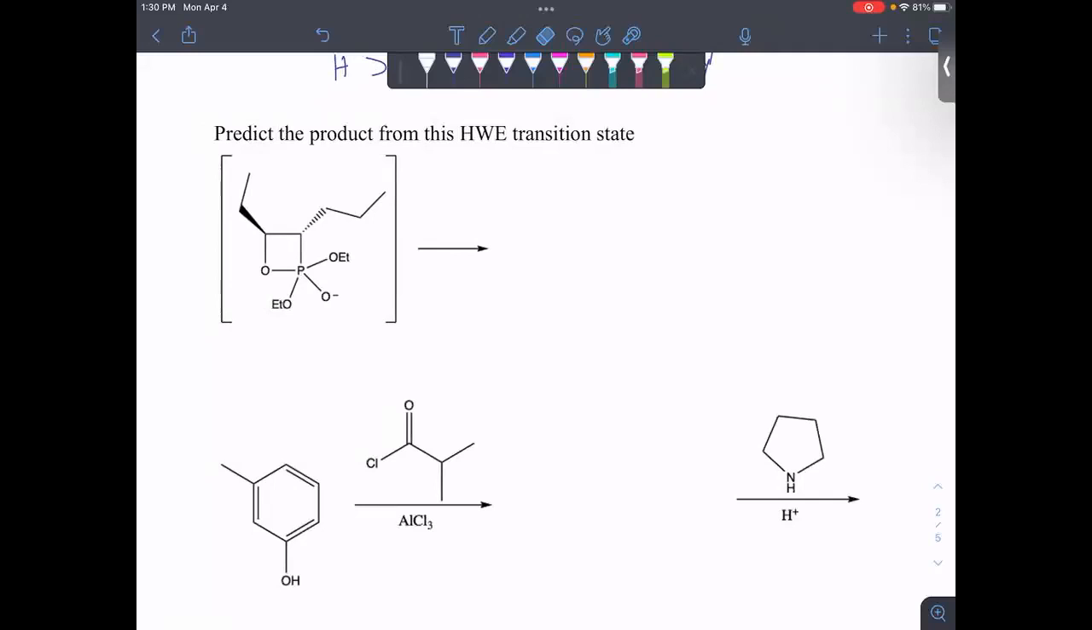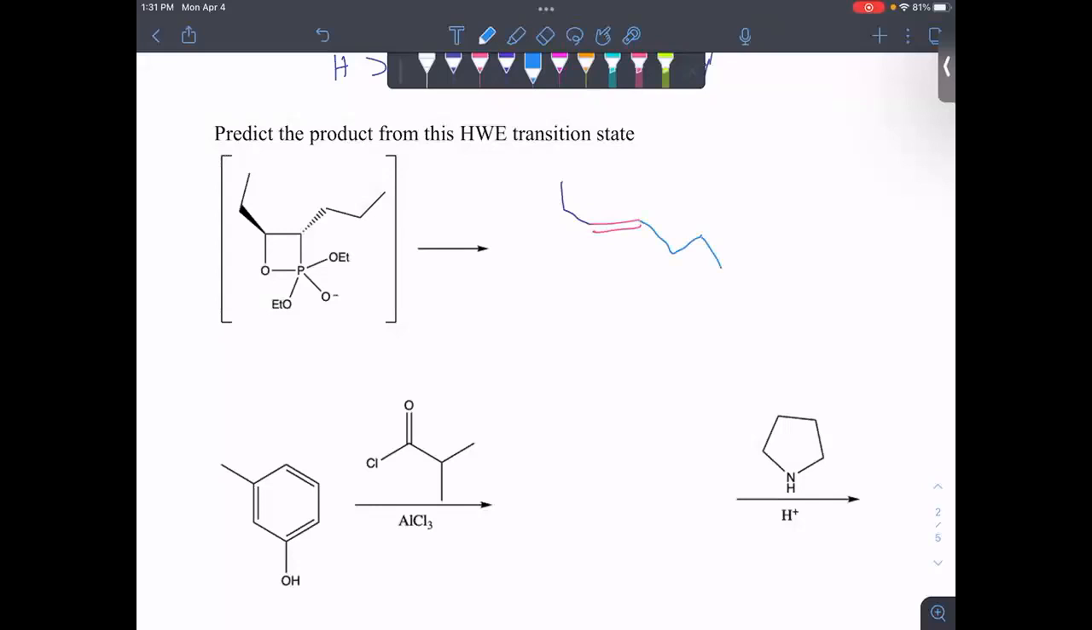But anyways, from the transition state, what do you think the final product is going to look like? The final alkene. So have a double bond, and one side of the double bond is going to be ethyl, and on the other side, trans, it's going to be propyl. Yeah, that's perfect.